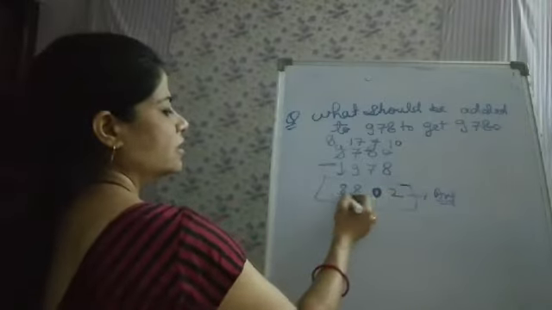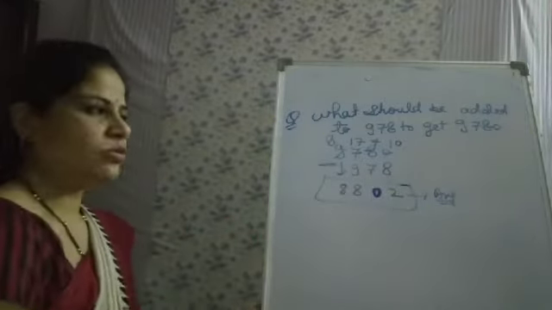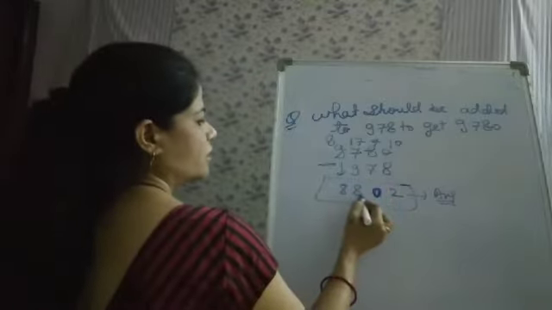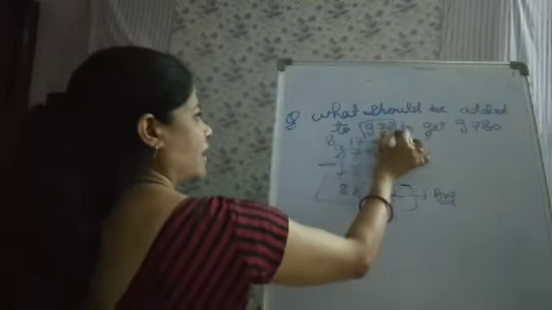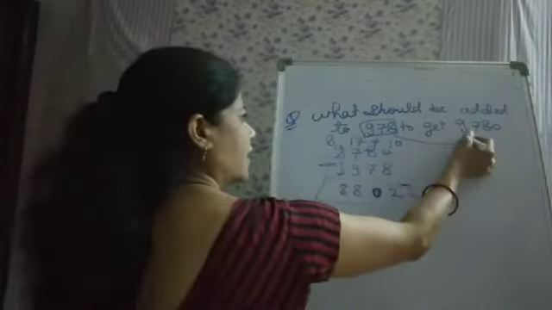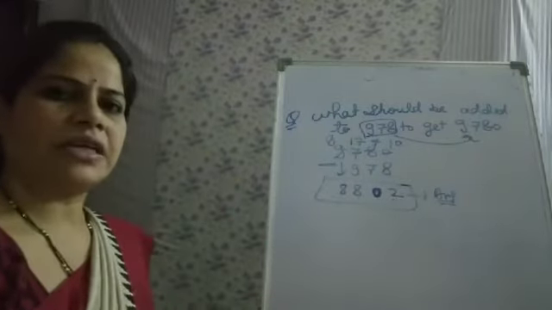So what is the answer here? 8,802. So when we add 8,802 to 978, we will get 9,780.